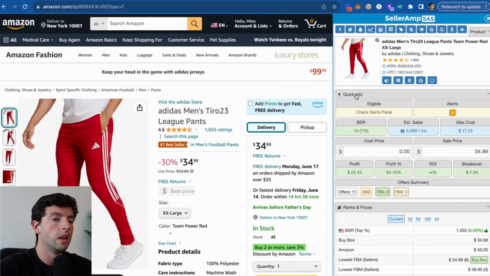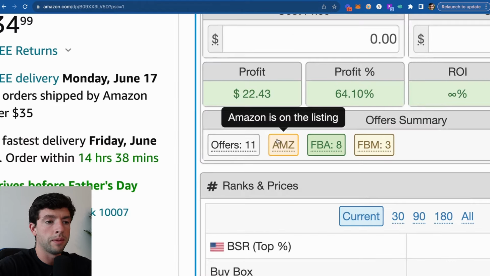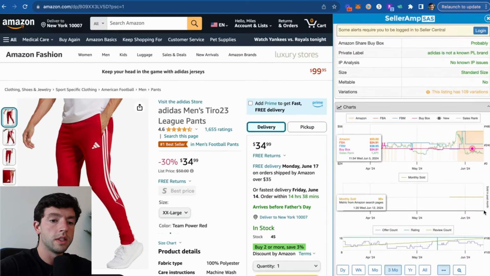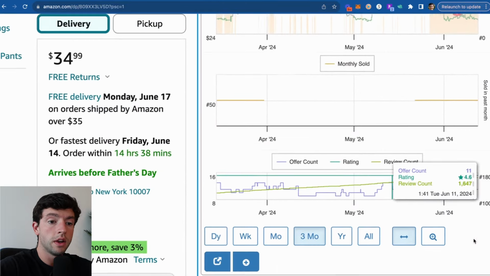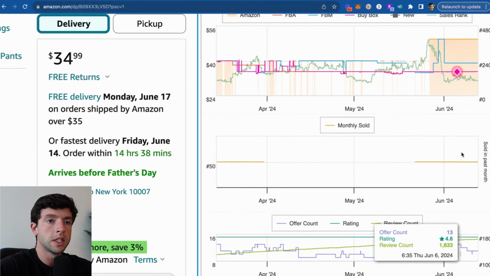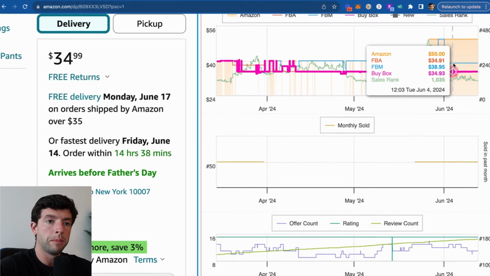All right. Next mistake we see a lot of beginners make is just avoiding stuff that Amazon's on. When they see that Amazon is on a listing on SellerAmp, they automatically avoid it. They don't actually take a look at if Amazon is getting the buy box. If we scroll down here, we can see on a listing like this, there's nice offer count movement here, guys. We know third-party sellers are making money on this listing, and Amazon's priced way above the buy box.